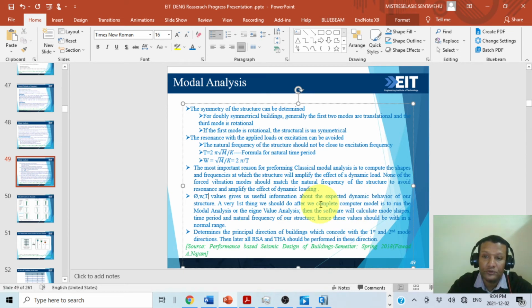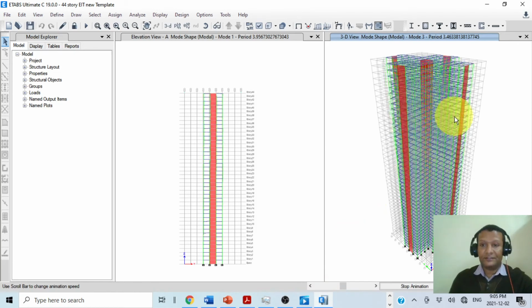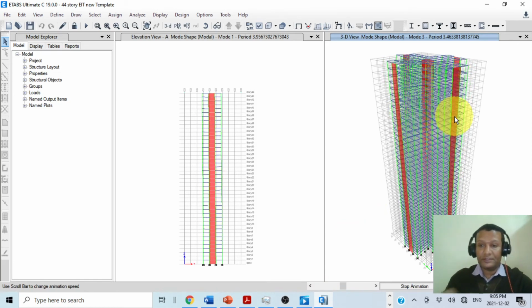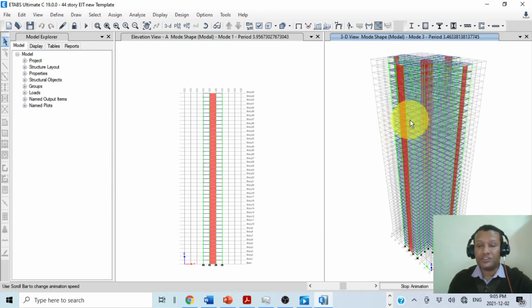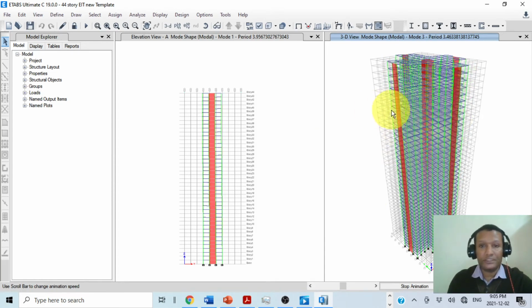As I showed you, 0.1 times n again determines the principal direction of a building, which coincides with the first and second mode direction. Later, RSA and time history analysis should be performed in this direction, because once we know the first mode, the second mode and the rotation, these principal directions should be used with this one.